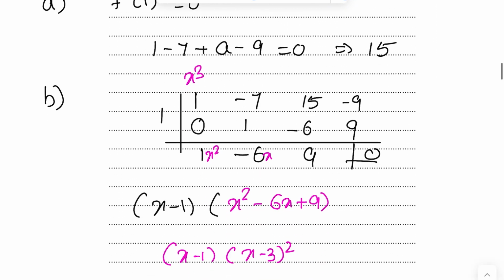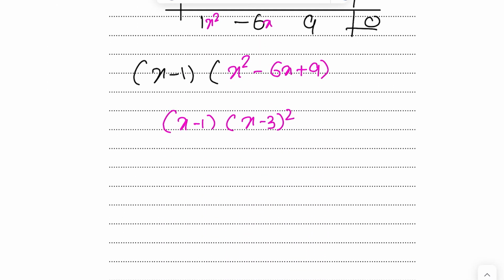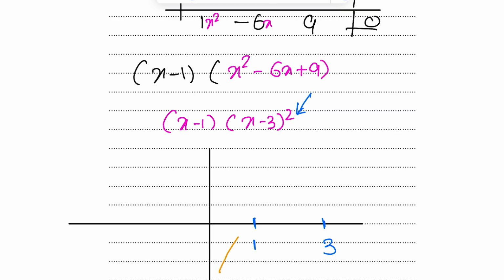And so let us try to draw the graph without GDC. Now the roots are 1 and 3. Now I know that it is x minus 3 whole square. x minus 3 whole square means it bounces at x equals 3. So therefore, for the approximate graph, I am going to draw it in this way. It bounces at 3.